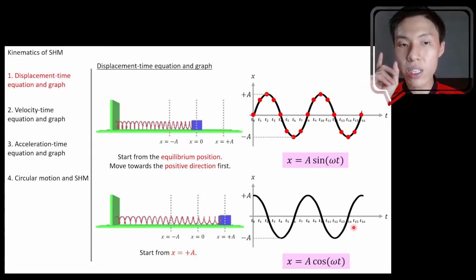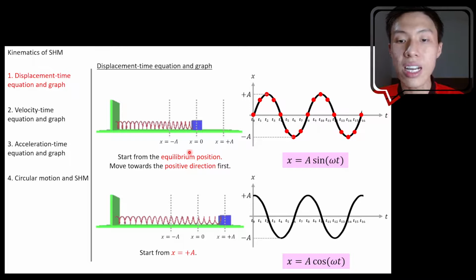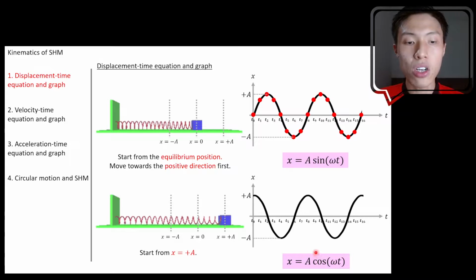Okay, so there is no fixed equation to relate between displacement and time. You have to look at how the oscillation starts. If the oscillation starts from the equilibrium position and it starts by moving in the positive direction first, then it will be a sine curve. But if it starts at the positive amplitude, then it will be a cos curve.